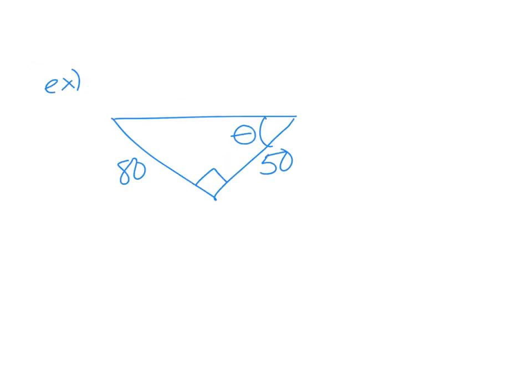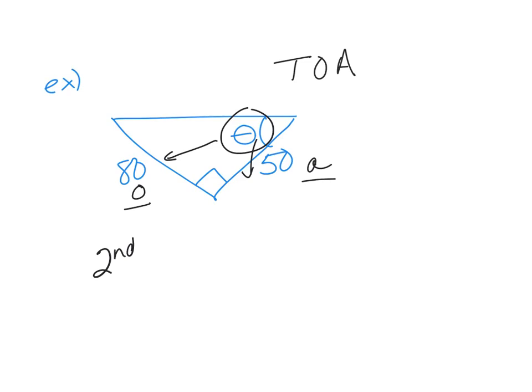The last example, we are looking for this angle. So across from it is the opposite leg, and 50 is next to it, which is the adjacent. We know O and A. We use TOA. So second, tan, that will bring up tan of -1. The parenthesis appears, the opposite over the adjacent.